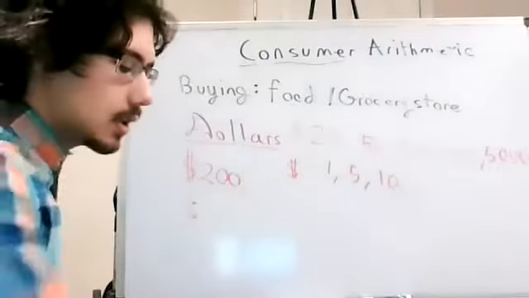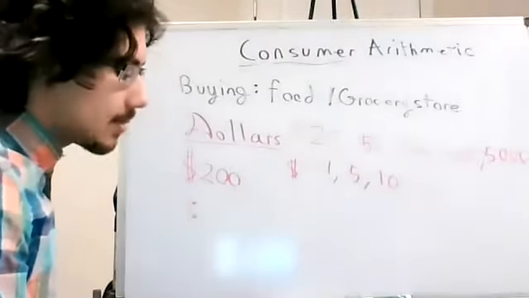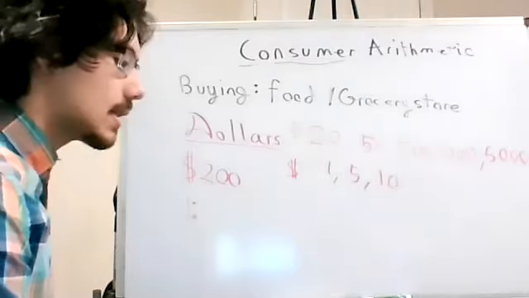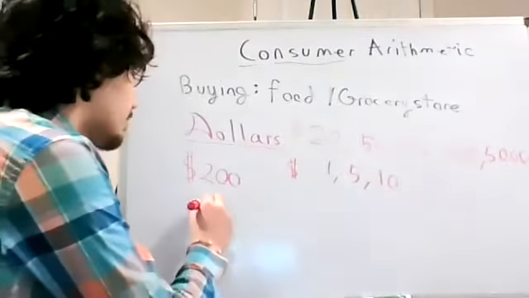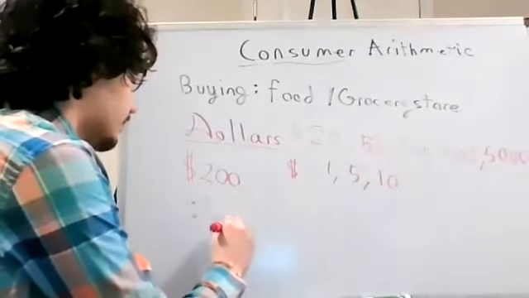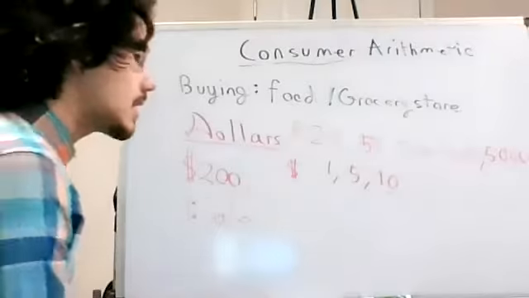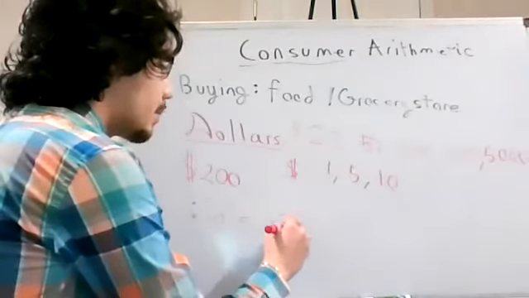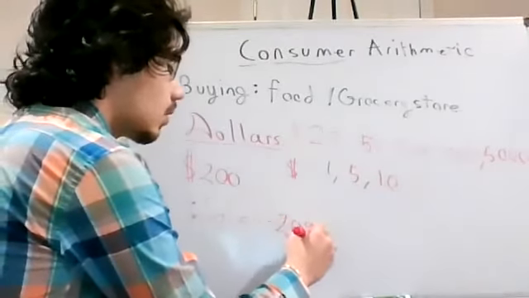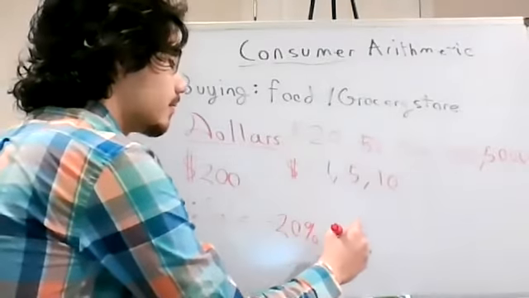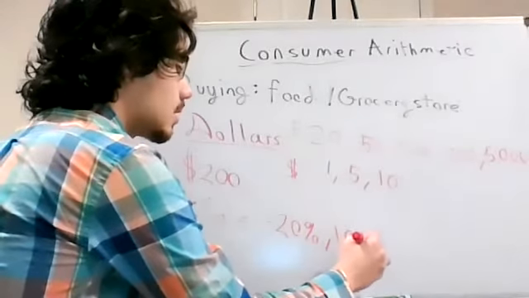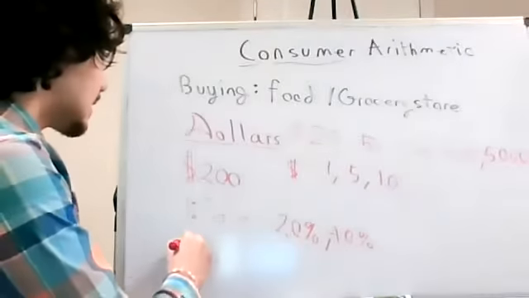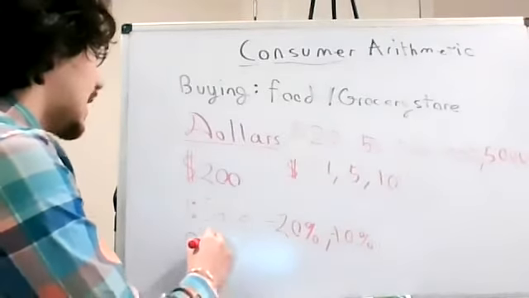a sale. Sometimes if the store wants to promote something or sell a lot of something, they put it on sale. And when they put it on sale, they say things like 20% off or 10% off. Those are the popular ones. The second thing that can happen is tax.